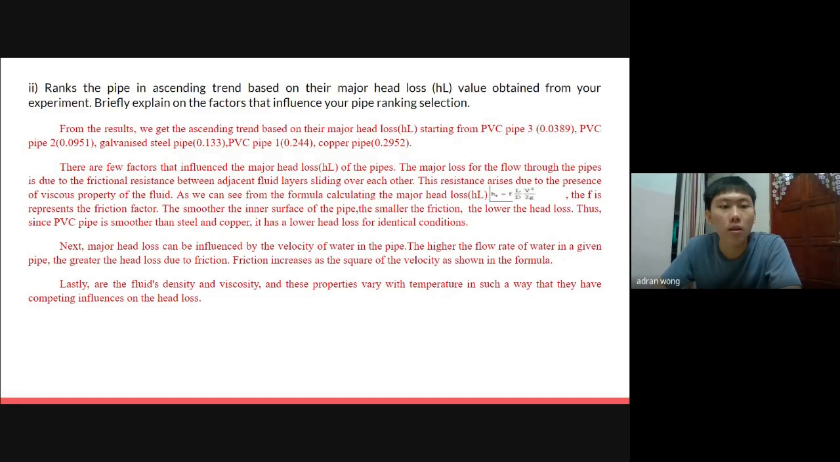Next, major head loss can be influenced by the velocity of water in the pipe. The higher the flow rate of the water in a given pipe, the greater the head loss due to friction. Friction increases as the square of the velocity, as shown in the formula. Lastly are the fluid density and viscosity, and these properties vary with temperature in such a way that they have competing influences on the head loss.